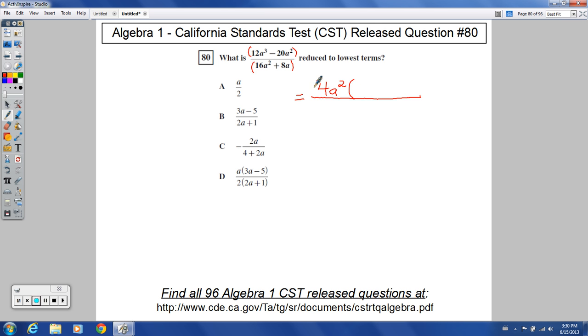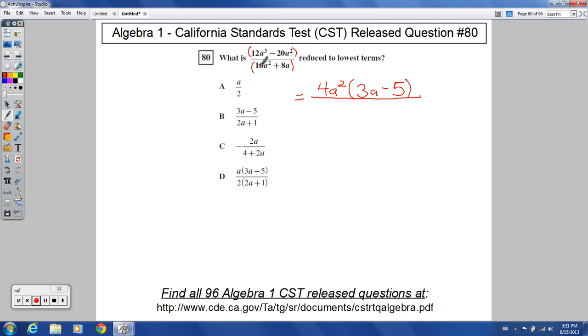And then at this point I want to say what times 4a squared gives me my first piece, and then what times 4a squared gives me my second piece there. It would have to be 3a. This times this would be 12a cubed. And then minus 5, and no a attached to there because you have a squared already. So 4a squared times negative 5 is negative 20a squared. 4a squared times 3a is 12a cubed.